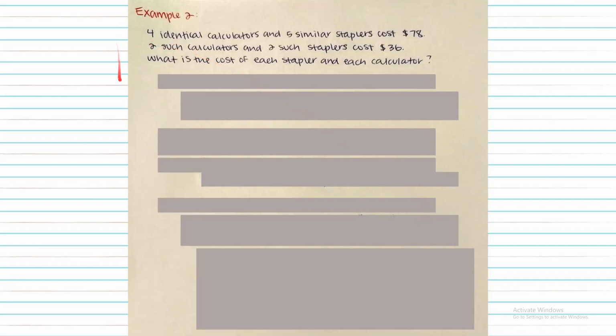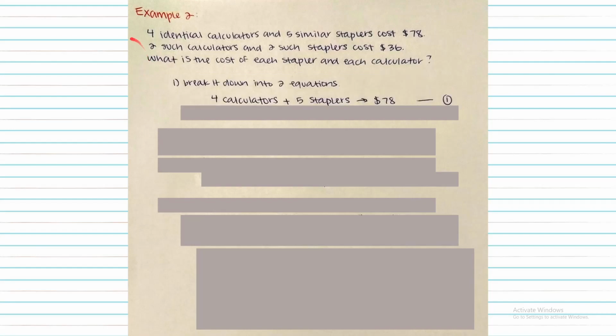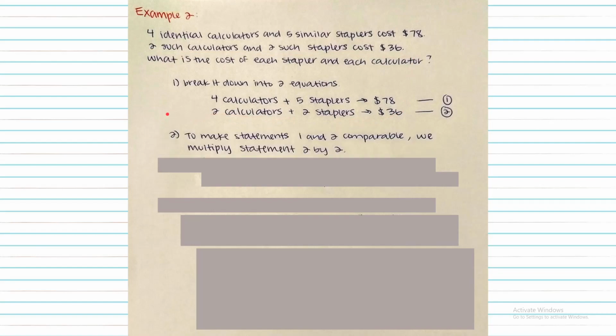Alright, example 2. Four identical calculators and five similar staplers cost $78. Two such calculators and two such staplers cost $36. What is the cost of each stapler and each calculator? Again, we're going to break it down into two equations. We have four calculators and five staplers are $78. And we have two calculators and two staplers are $36. So, these statements are not comparable because the number of calculators and the number of staplers are not the same in either of the equations.